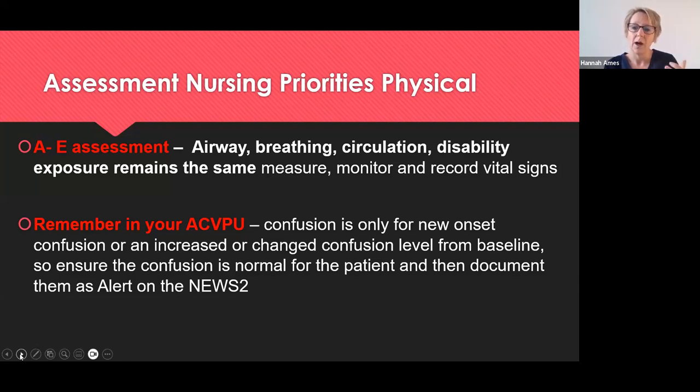So if it's got a lot worse, or maybe they're a lot more agitated, that would count as a confusion on your NEWS2. But in terms of your OSCE, your patient's confusion level is normally the same. So we just need to verbalise that, demonstrate to the examiner we understand the difference between new onset confusion and long-term memory loss that we will get with Alzheimer's. So be really careful with that on your documentation, because if you document confusion, it changes your whole NEWS2 score and it obviously fails your station.